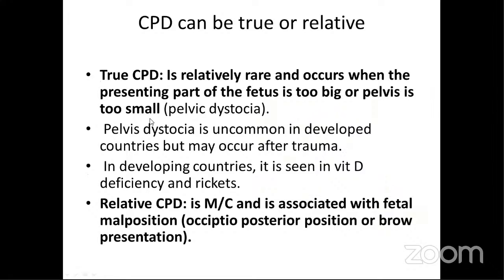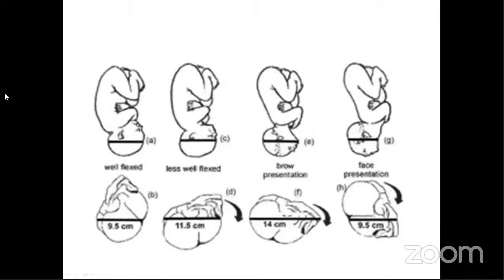Now, CPD, as I discussed, can be true or relative. Relative CPD is the most common, and is associated with fetal malpositions like occipito-posterior position or a brow presentation. Brow presentation occurs when there is a partially deflexed head. When there is a completely deflexed head, the presentation that occurs is the face presentation. So in this picture, you should be able to understand what happens when there is a well-flexed head. When there is a well-flexed head, the presenting part is the vertex, right? So when you do a PV examination, what you are able to feel is the vertex.